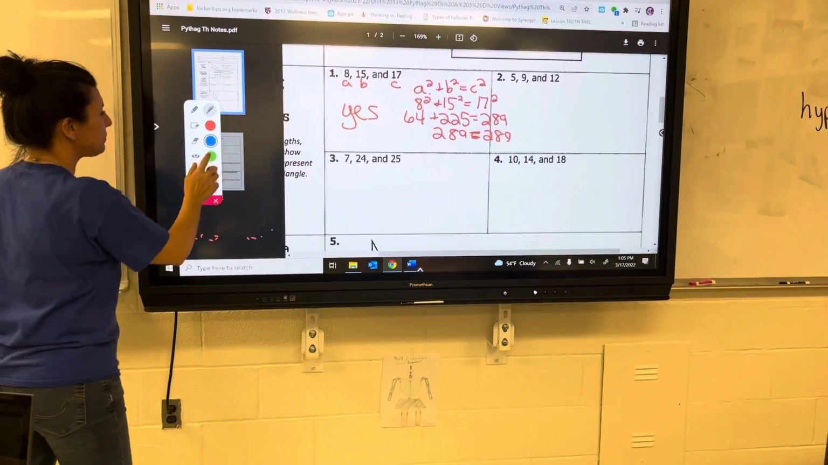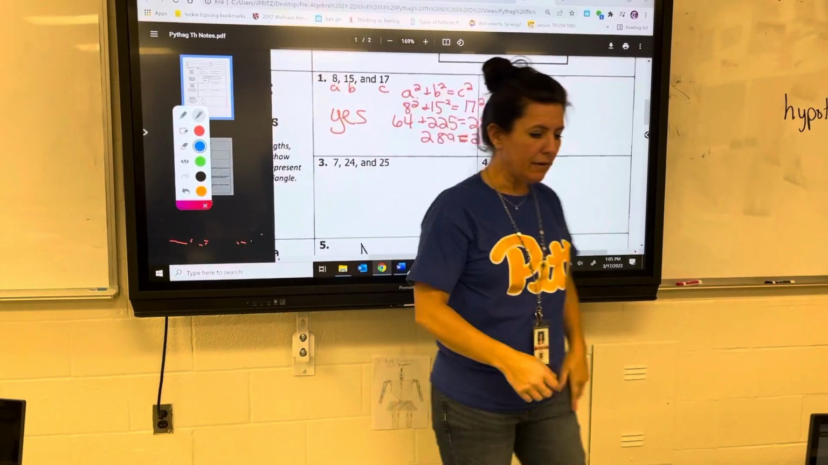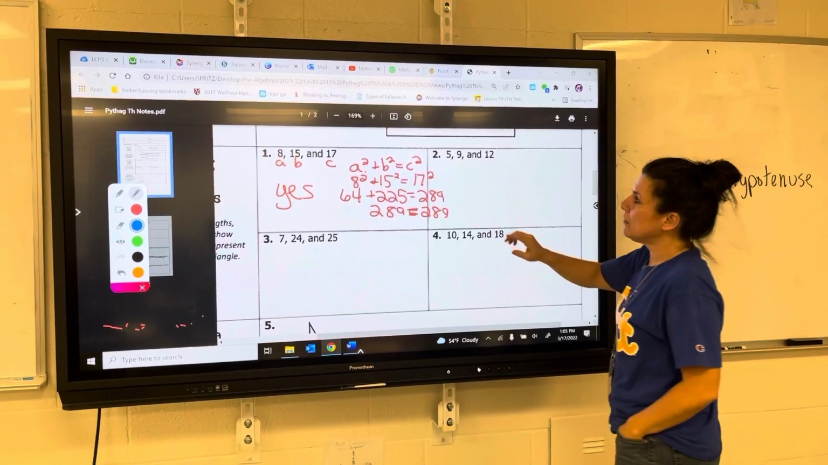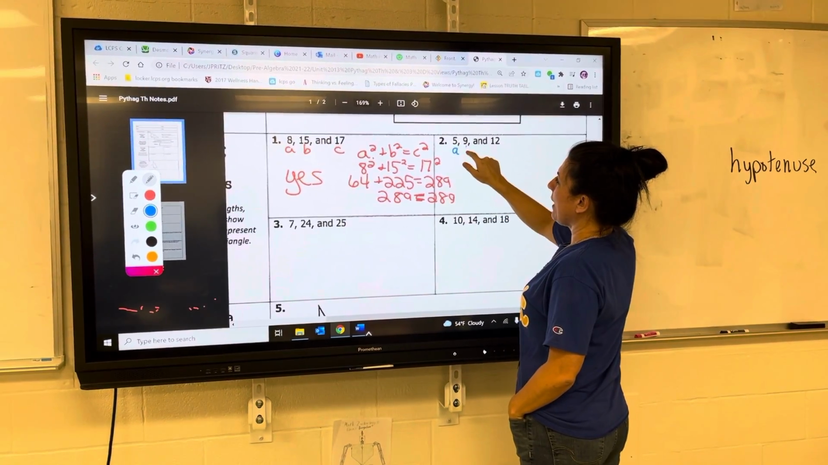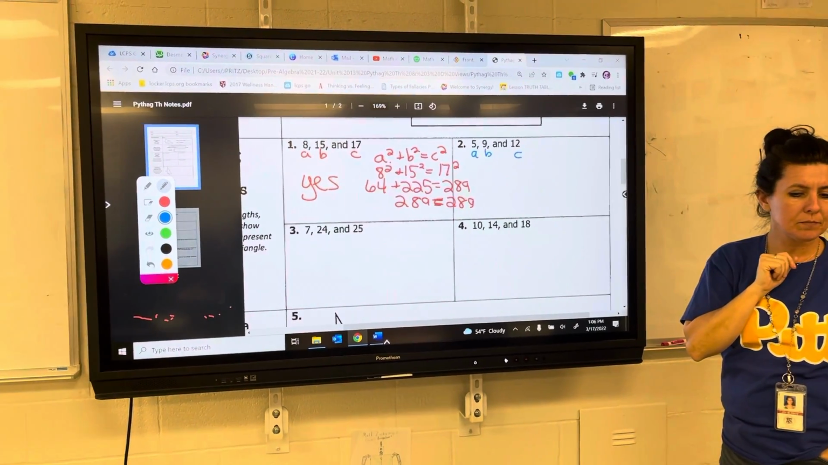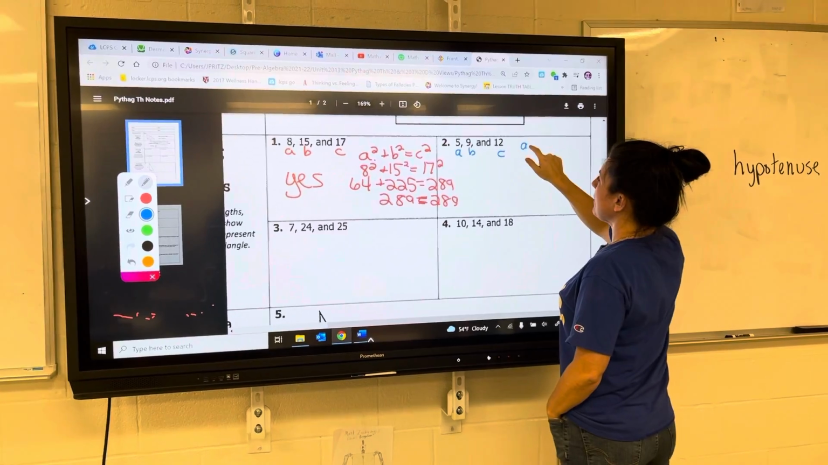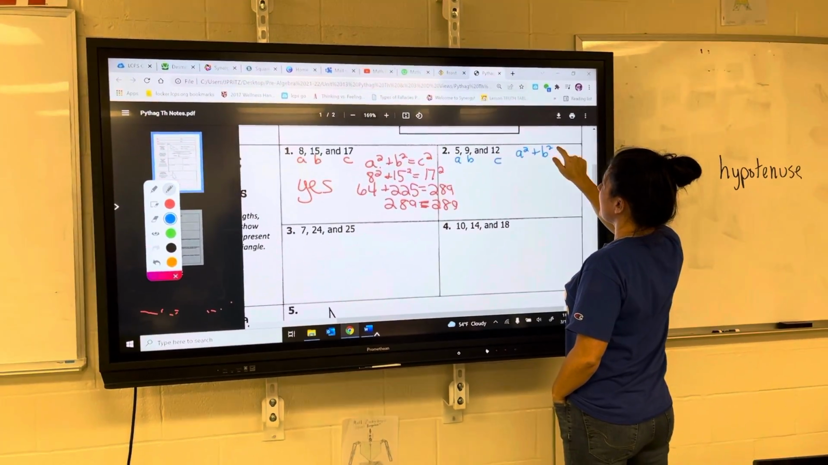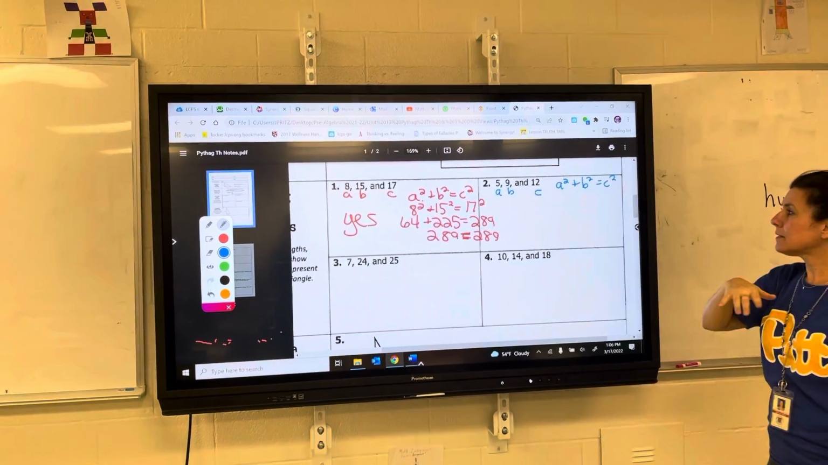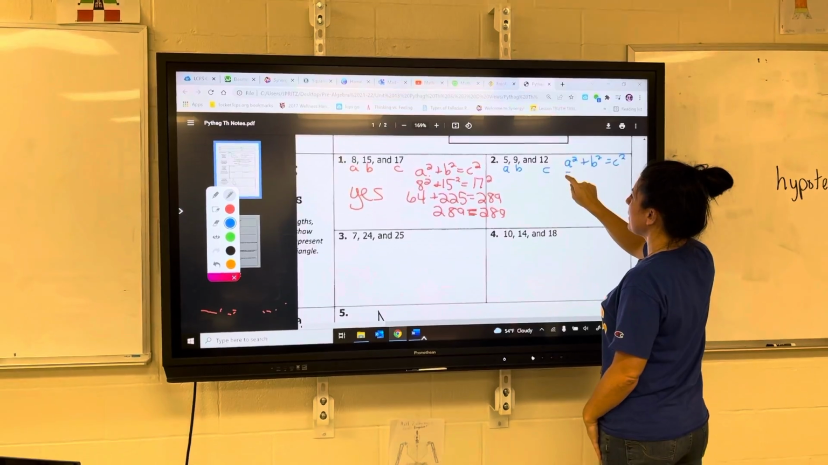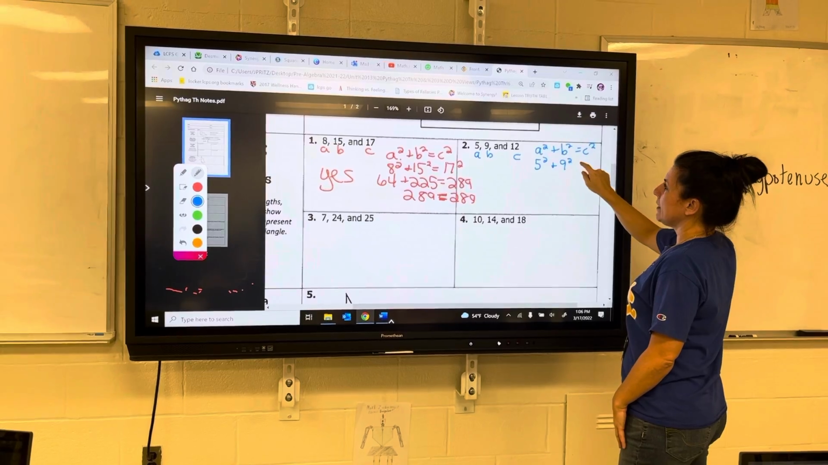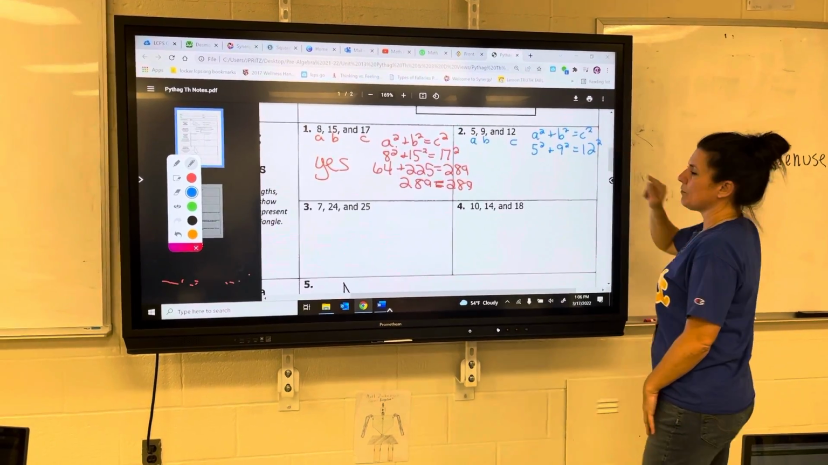Let's look at number 2. So same idea, we're going to figure out if these three side lengths can form a right triangle. So I'm going to start by labeling A, B, and C. Remember, C is always your biggest side. We're going to write the Pythagorean theorem, A squared plus B squared equals C squared. My next step is to substitute. Take out A and plug in 5. Take out B and plug in 9. And take out C and plug in 12.